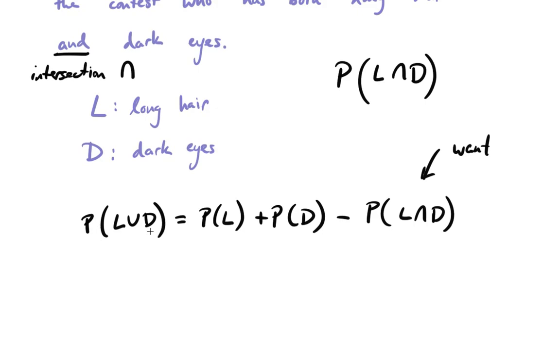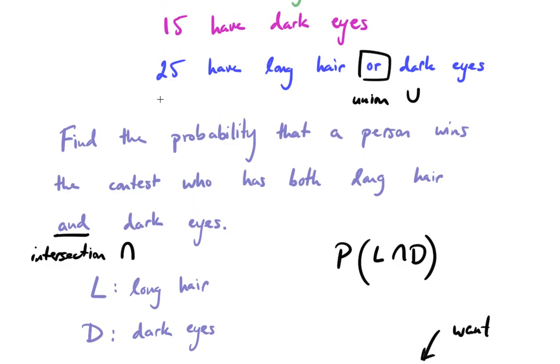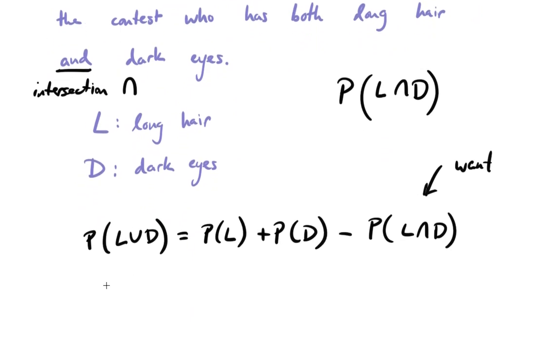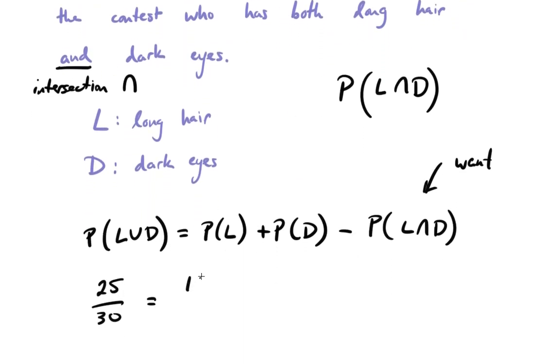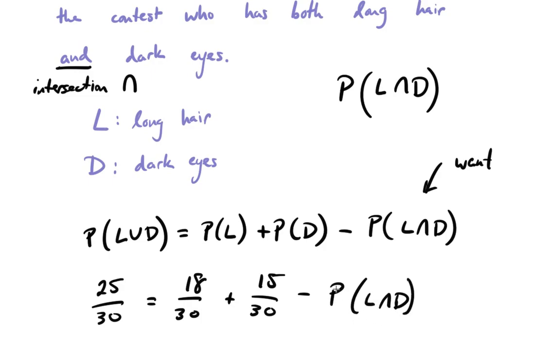So what's the probability of L or D? Well, 25 of 30 people have long hair or dark eyes, so there's a 25 out of 30 probability that someone wins who has either of these characteristics. Similarly, the probability of someone with long hair winning is 18 out of 30. And if you go back up and look, dark eyes was 15 out of 30. Now we've got this equation, but there's only one unknown, so we're able to solve this.